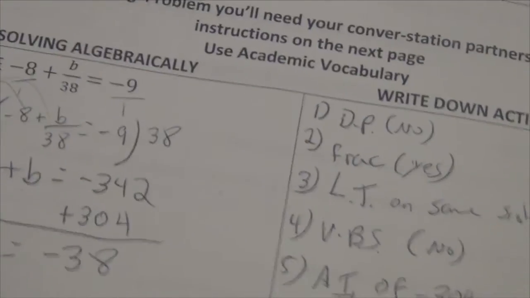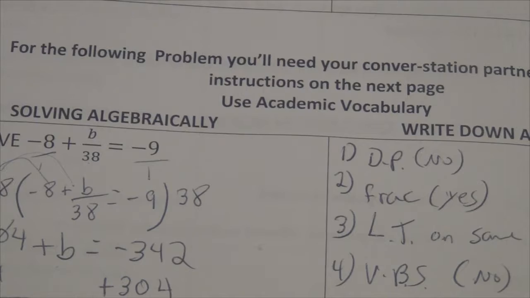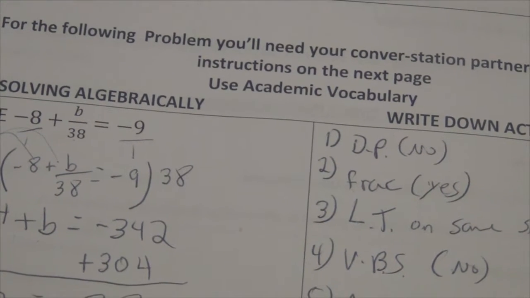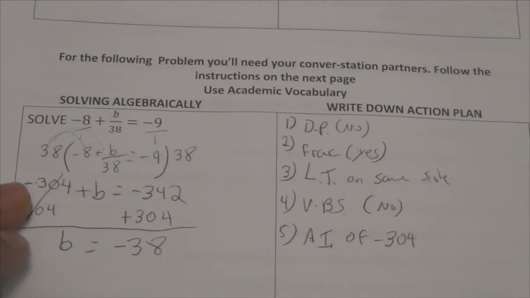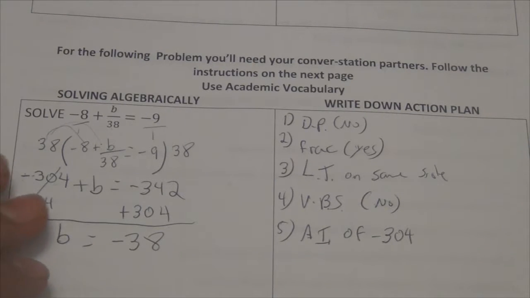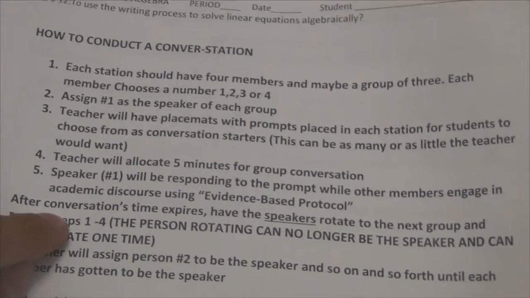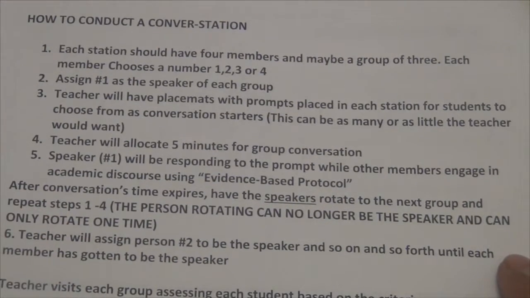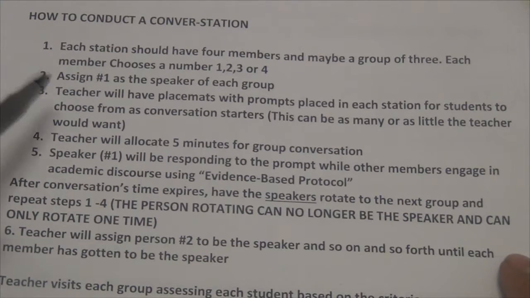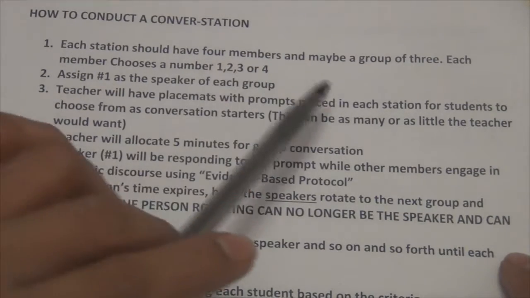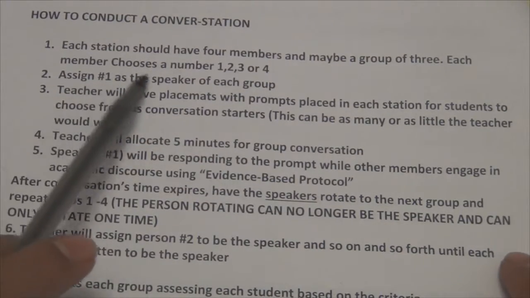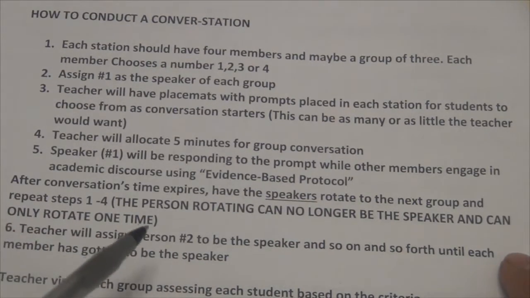All right. So I did solve it for you. I did explain to you, but remember what the instructions are. For this one, we're gonna have to divide ourselves into the conversations. You got the placemats, and this basically doesn't apply if you're not my student. It only applies if you are my student. So how to conduct a conversation? Well, read it right here and let's follow the instructions. Each station should have 4 members and may be a group of 3. Each member chooses a number 1, 2, 3, or 4. Okay? 1 is going to be the speaker of the group.